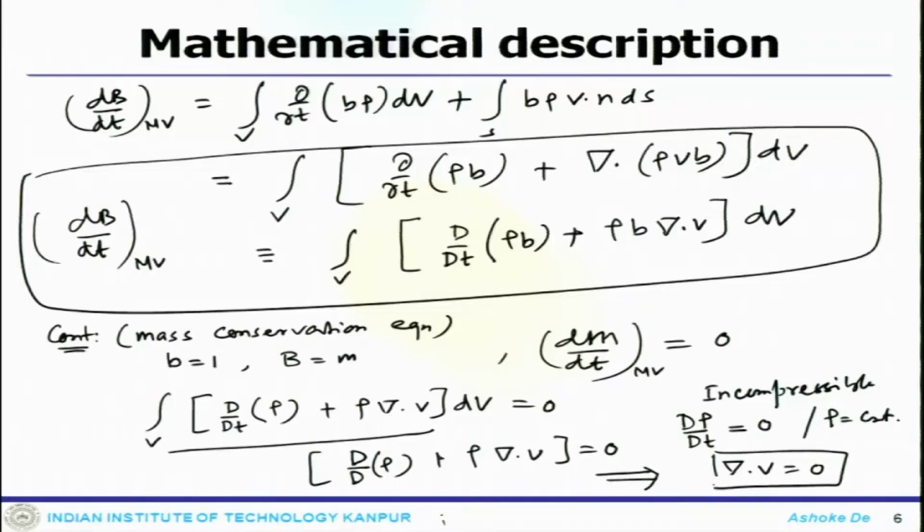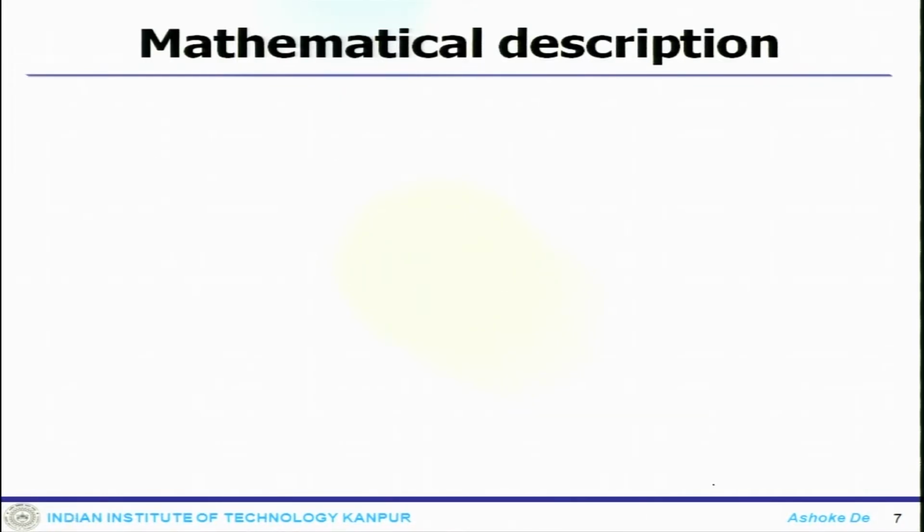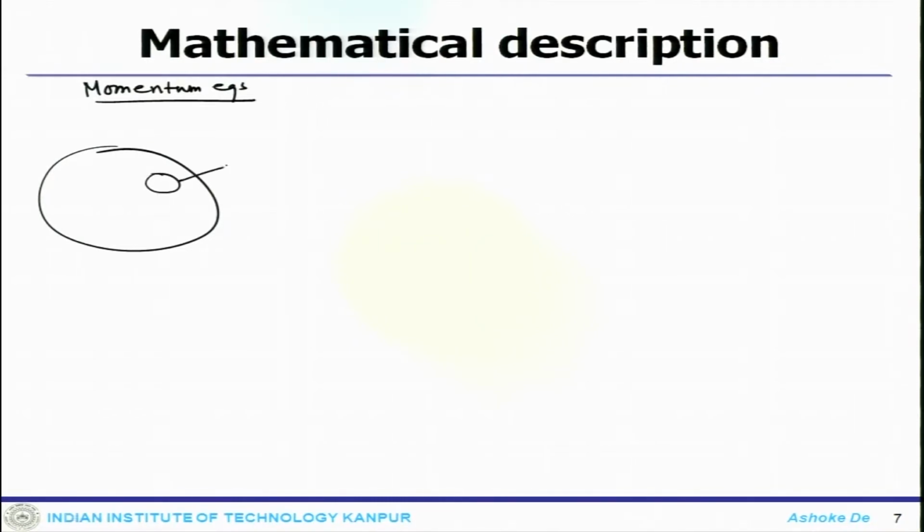So, welcome to the lecture of this finite volume method. Similarly, now we will get the momentum equation. You have some control volume like this and you have some element. So, this is your dS, this is your unit normal and this is your, let us say, force vector.